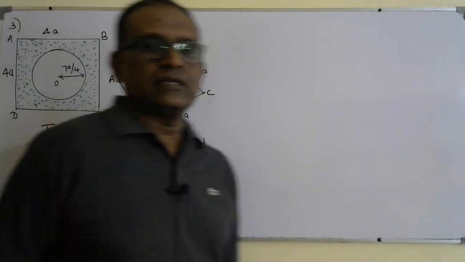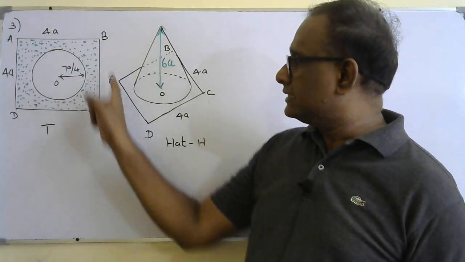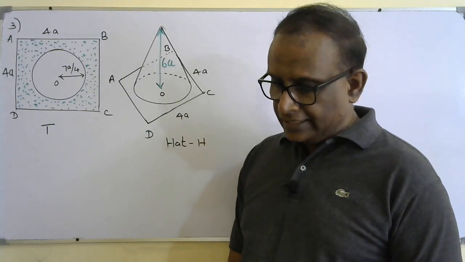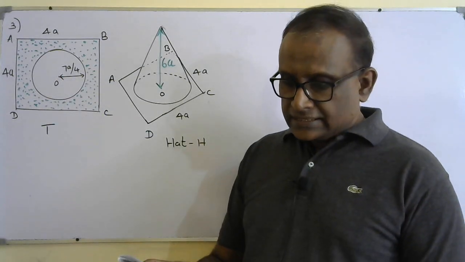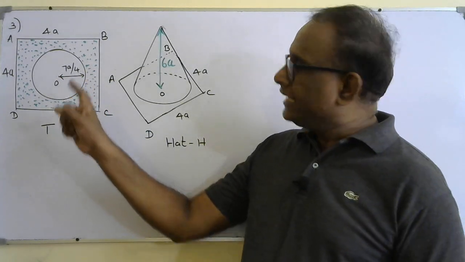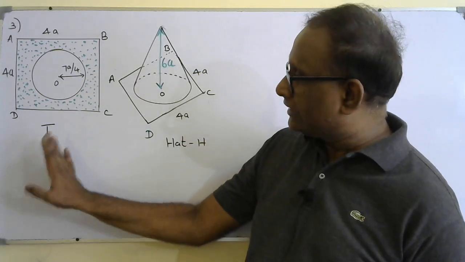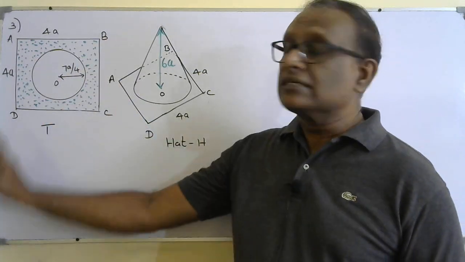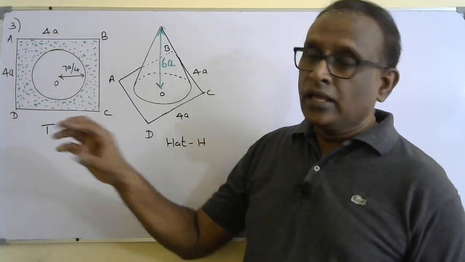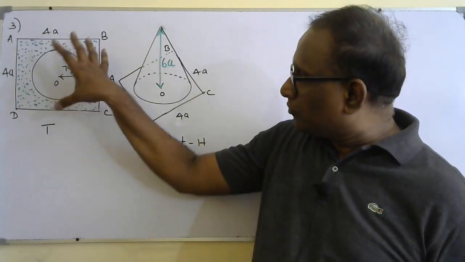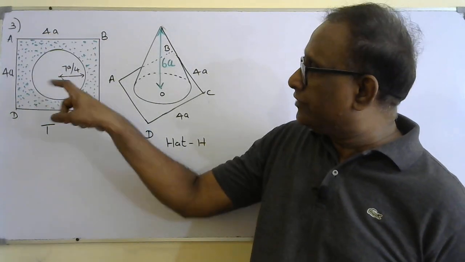Okay, so question number 3 is again related to center of mass. In this question they are saying a square ABCD of side 4a is made from a thin uniform cardboard. The center of the square is O. A circle with center O and radius 7a by 4 is then removed from the square to create a template T. So earlier it was a cardboard with sides 4a, 4a, a square. The center of the square is O, and a circle is removed from it. The radius of the circle which is removed is 7a by 4.